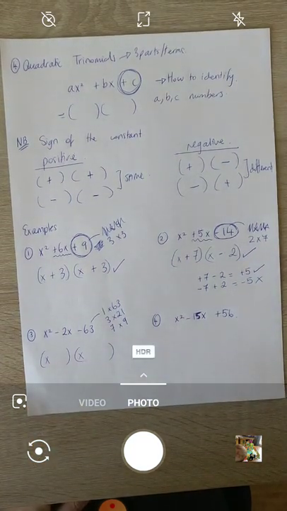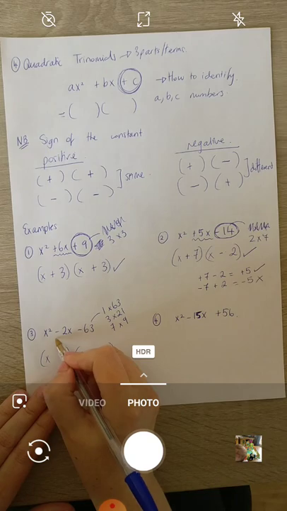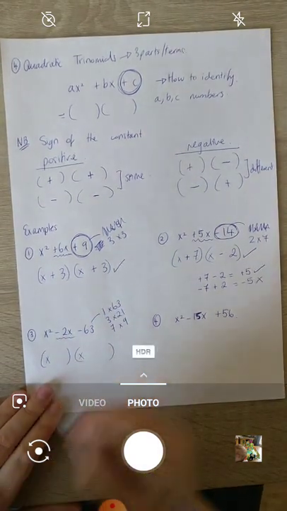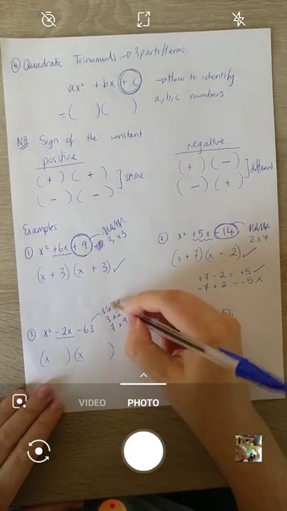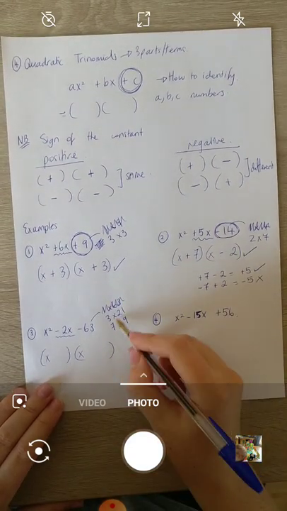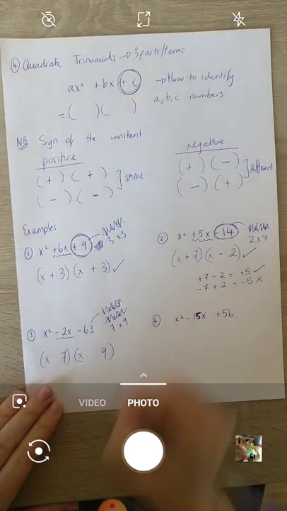I'm just thinking, is that it? 4 doesn't go, 5 doesn't go, 6 doesn't go. Yeah, I think that's it. So we're trying to get a minus 2 here. You get very used to the numbers, you'll see them very quickly. 1 and 63 is definitely not going to give us a 2. 3 and 21 is not going to give us 2, so it has to be a 7 and a 9.